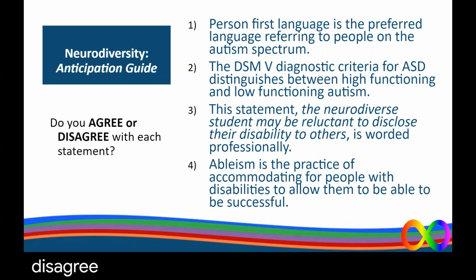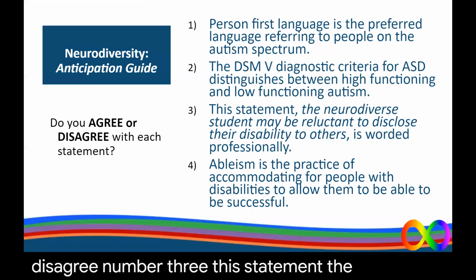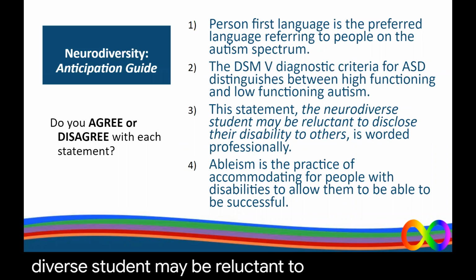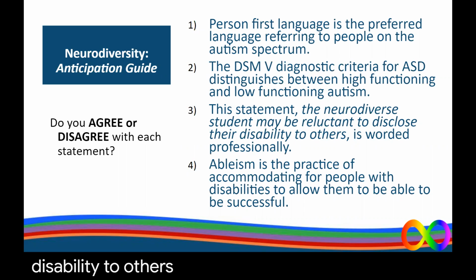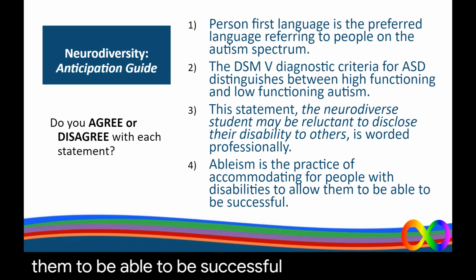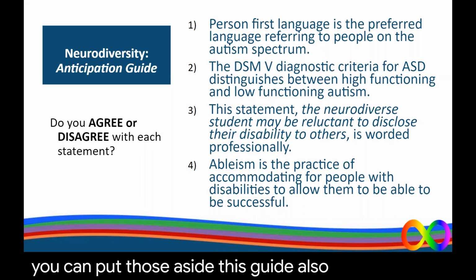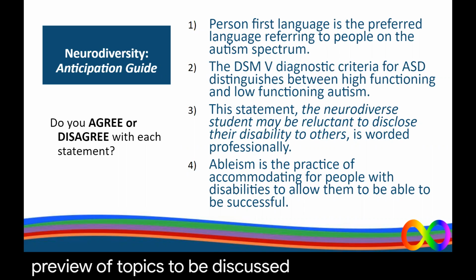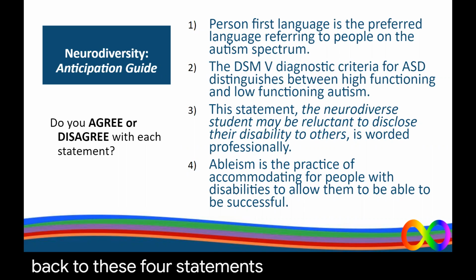Agree or disagree? Number 3, this statement, the neurodiverse student may be reluctant to disclose their disability to others, is worded professionally. And number 4, ableism is the practice of accommodating for people with disabilities to allow them to be able to be successful. Agree or disagree? So you can put those aside. This guide also provides a preview of topics to be discussed, and we will come back to these 4 statements at the end of the session.